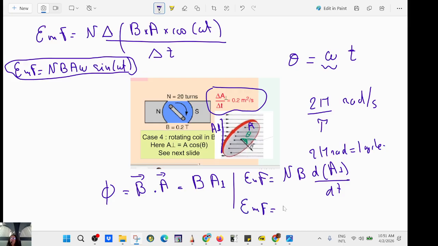Think about it. So the number of turns is 20. The magnetic field is 0.2. And then you have 0.2 here. Are we good? Right?